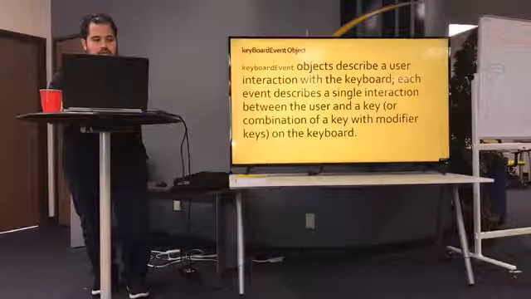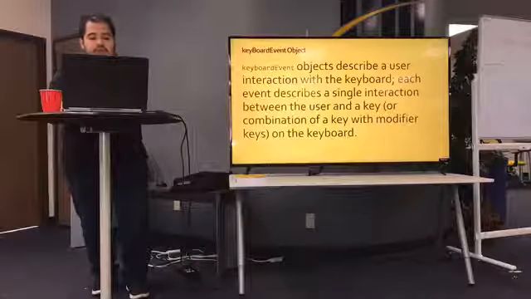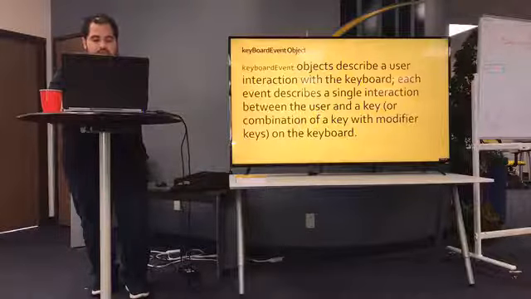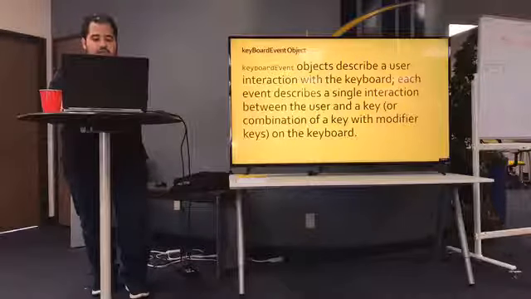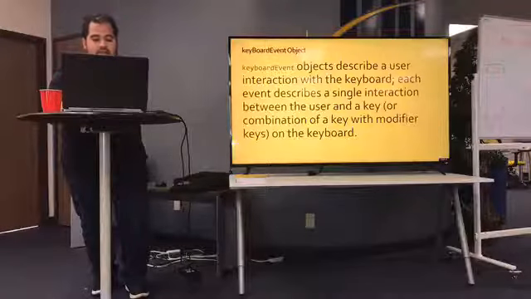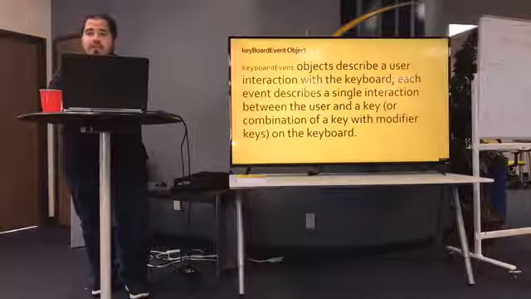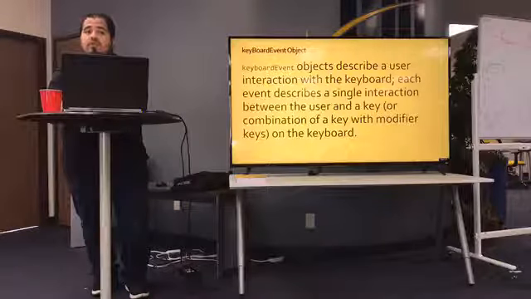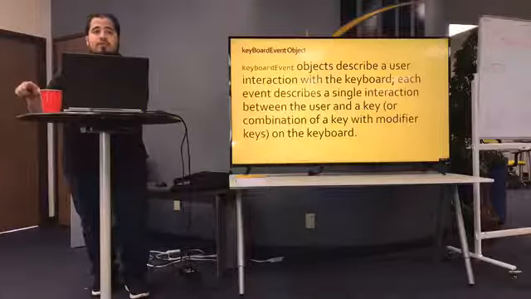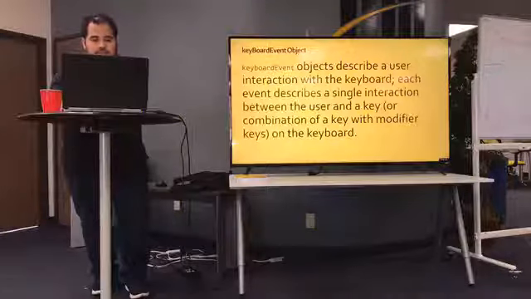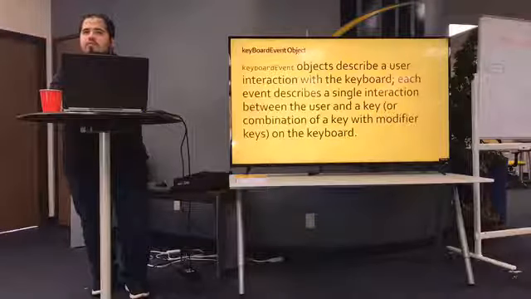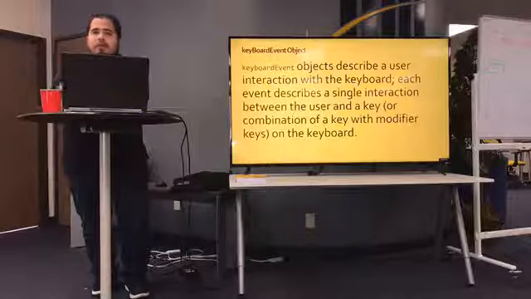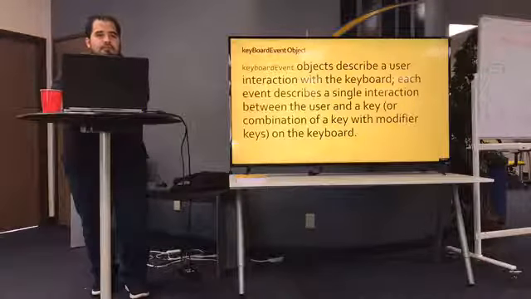Good. So keyboard event object. Keyboard event objects describe a user interaction with the keyboard. Each event describes a single interaction between the user and the key, or a combination of a key with a modifier key on the keyboard. And we'll take a look at the different modifier keys. But keep in mind that modifier keys also apply to the keyboard and the mouse, so you can utilize them in conjunction with any mouse input. Okay? An example of that is on Chrome, when you press Control and click on a link, it opens in a new tab, right?